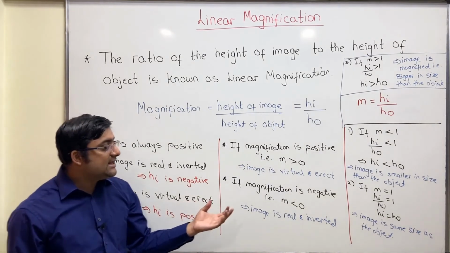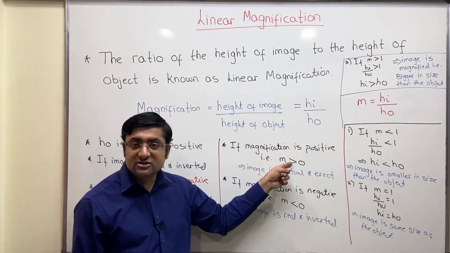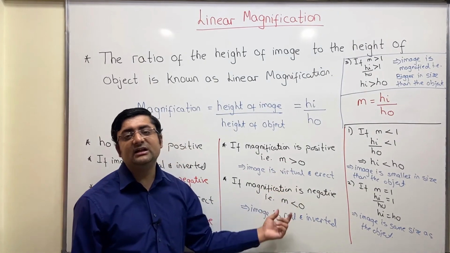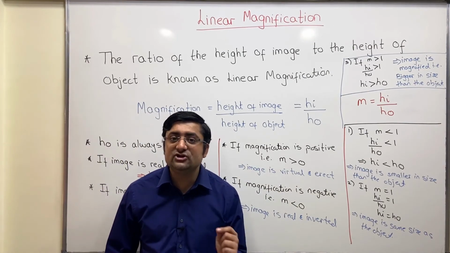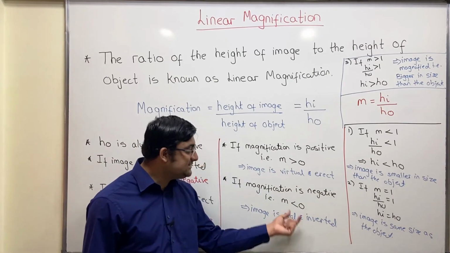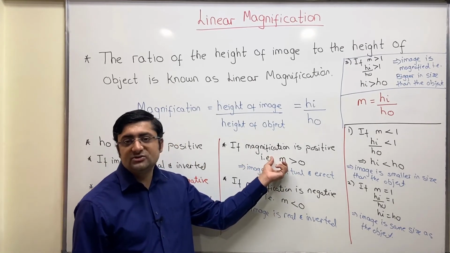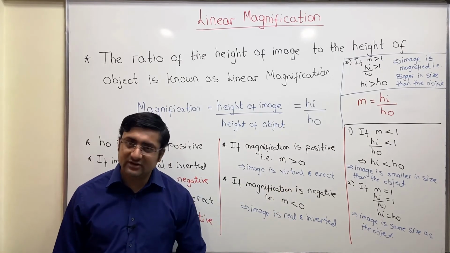Is this clear? Next guys, magnification could be positive or negative. When magnification is positive, means image is virtual and erect, and when magnification is negative, it is real and inverted. So often in the question guys, you'll be asked to find the nature of the image. Nature of the image means this guys. So you just have to find the sign of magnification. If magnification is positive, image is virtual and erect. If magnification is negative, it is real and inverted.